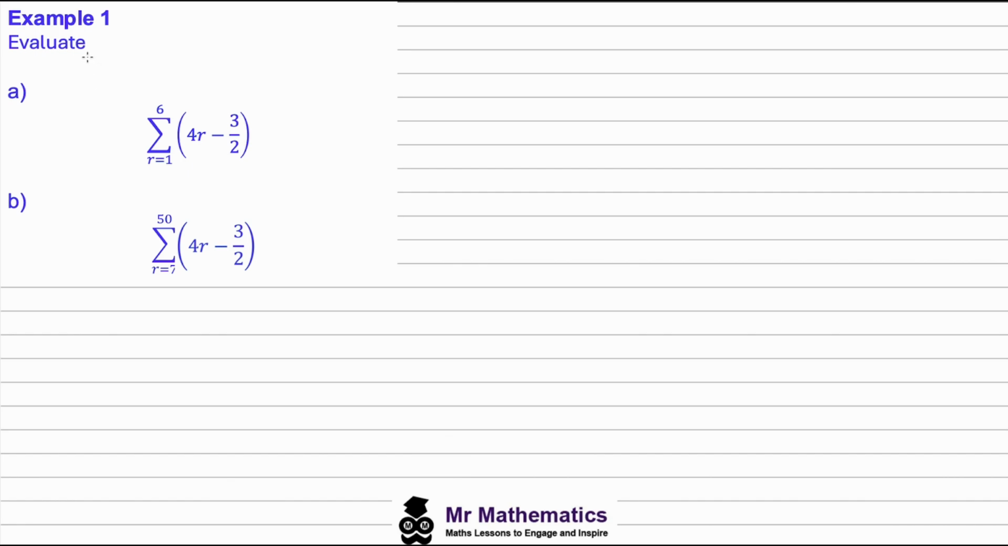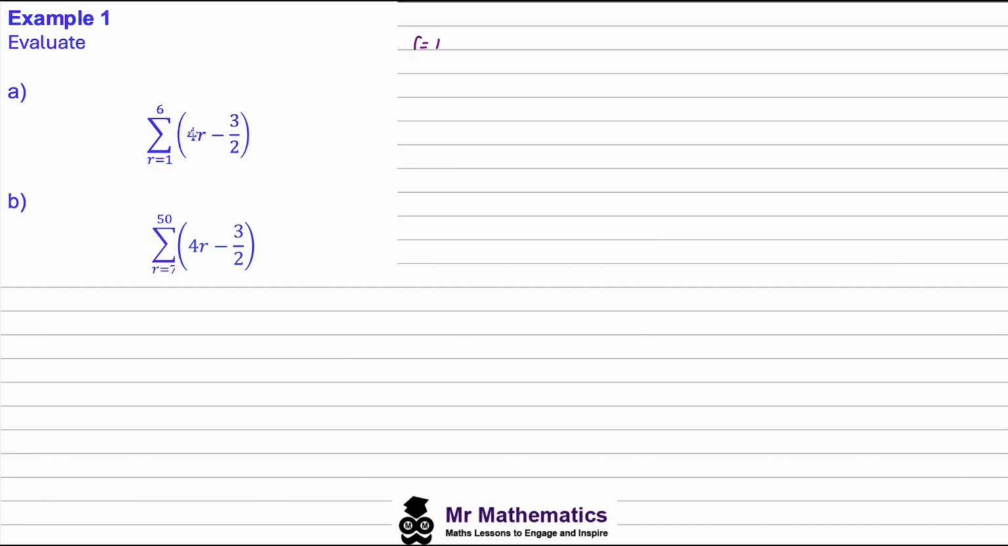So if we begin with example 1, this symbol means sigma. This is the sum of its discrete terms, of all the terms in this series, between the first to the sixth term. So the way we find this is we let r equals 1 and we work out the first few terms.